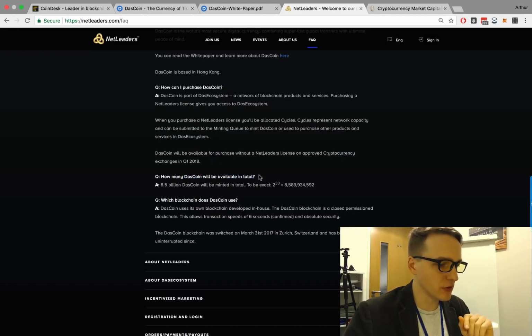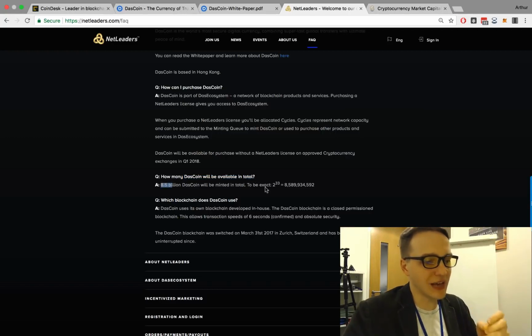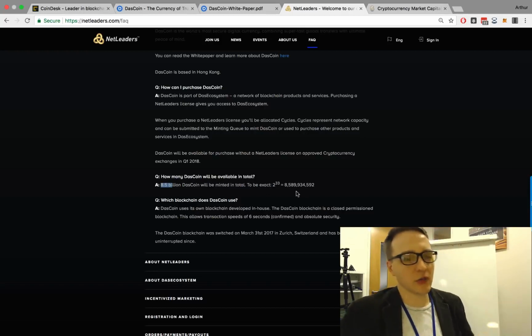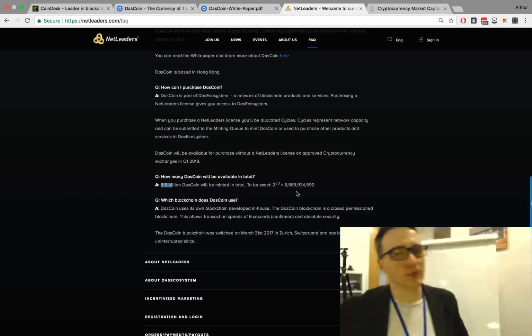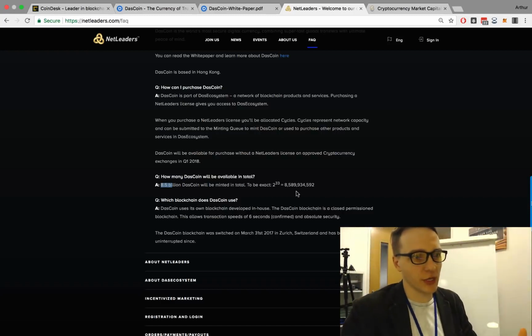How many DasCoin will be ever available? As you can see, the figure has been rounded down to 8.5 billion DasCoins. If you want the exact figure, it's 8,589,934,592. That's the figure. Okay, now, what does it all mean in plain language?